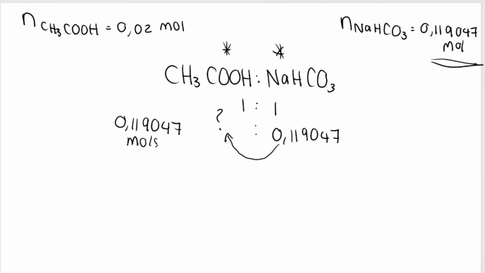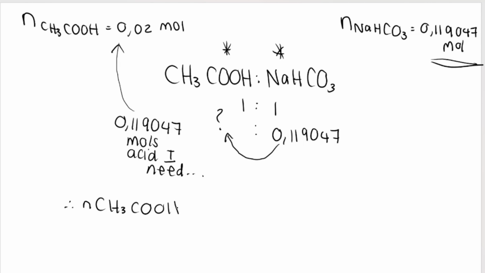So this is the moles of the acid that I need in order to use up all of the sodium bicarbonate. Compare that to how much I have. I need 0.119. I only have 0.02. I don't have enough acid. I would need 0.119. I have 0.02. Therefore, the moles of the acid that I need is way more than what I have.